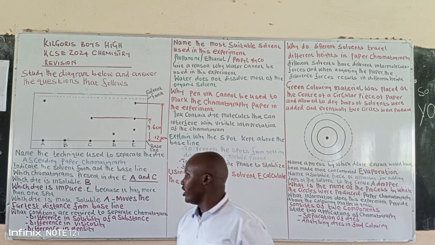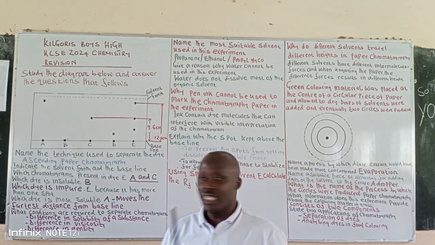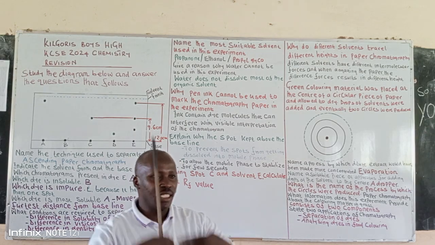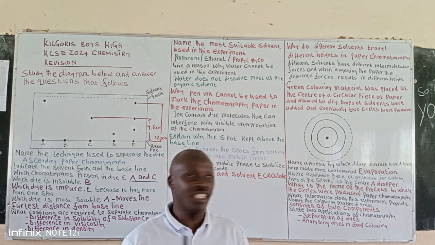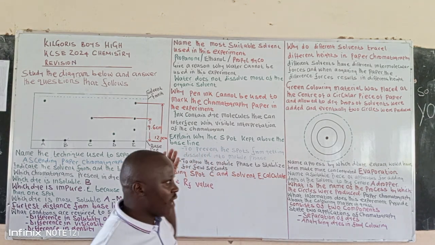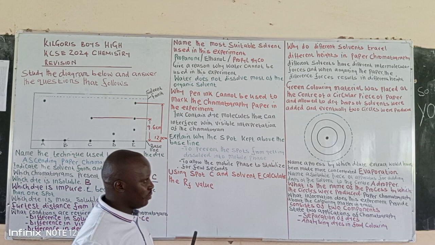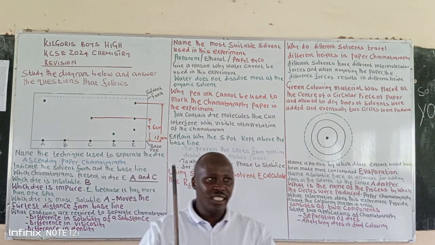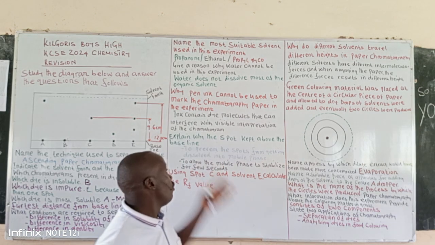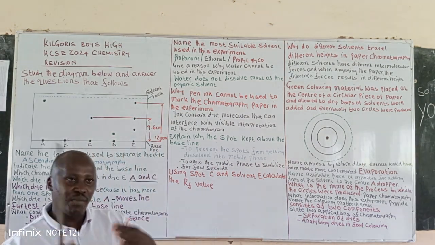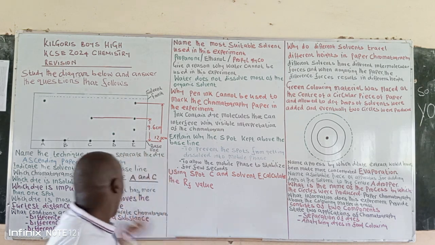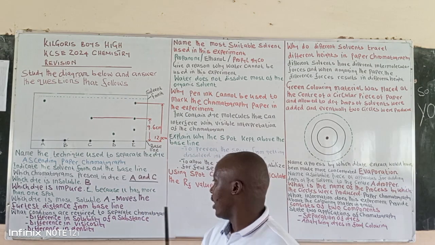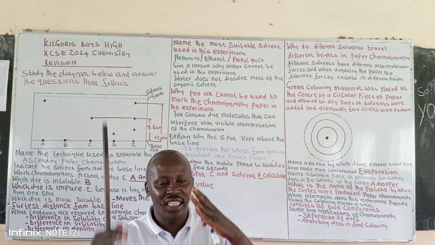Now, what conditions are required to separate the chromatogram in this experiment? What makes it possible for the separation to take place in this chromatograph? We have the properties that make the separation take place. One, there is a difference in solubility of the substances. For these dyes to be separated, they must have different solubilities. And also we have a difference in viscosity, or the difference in the stickiness.